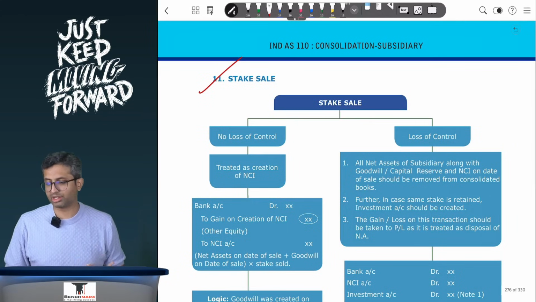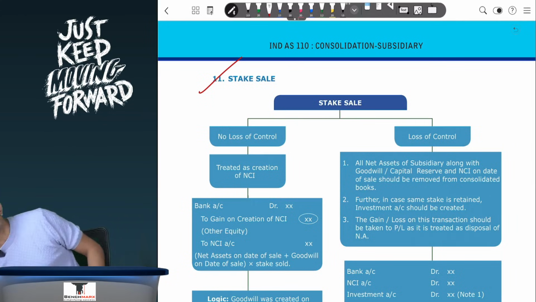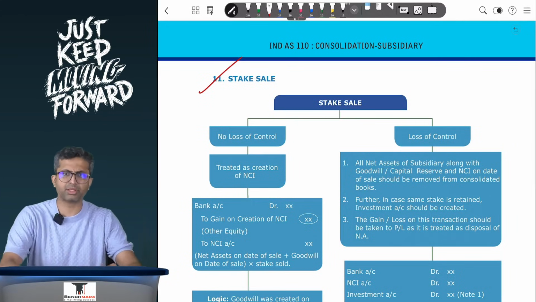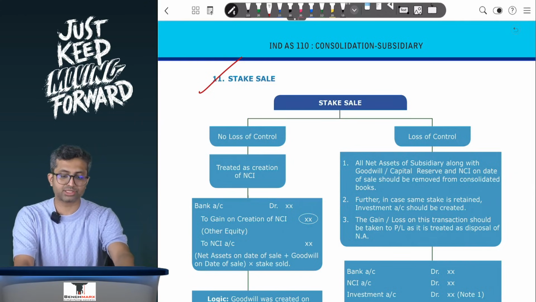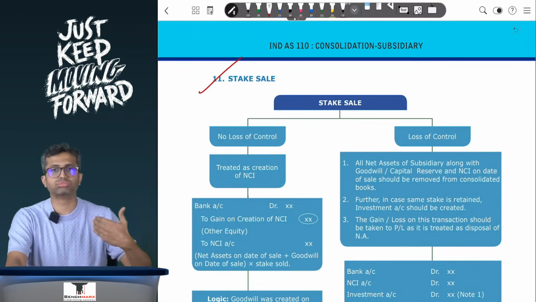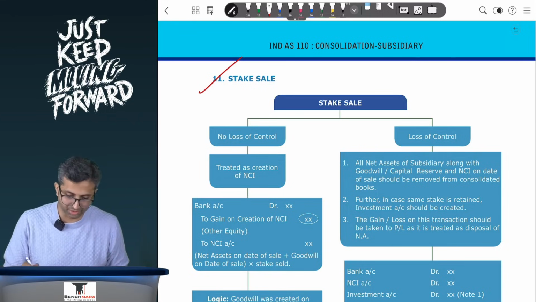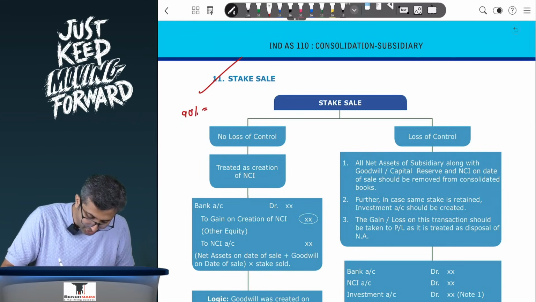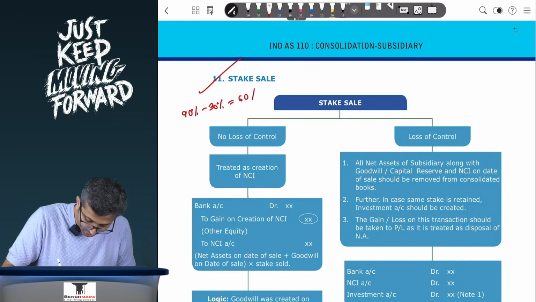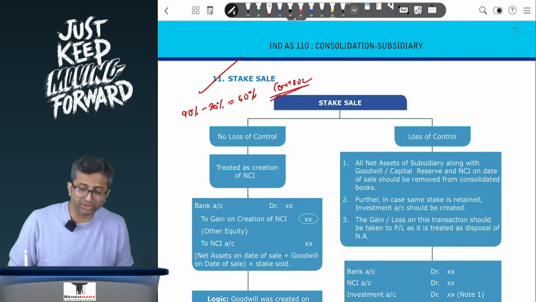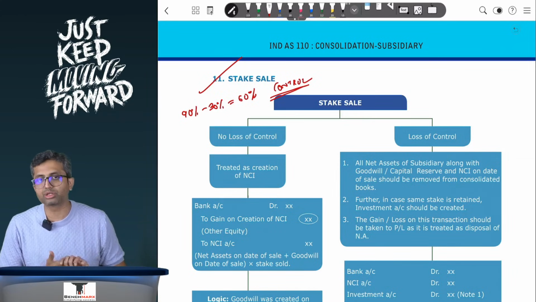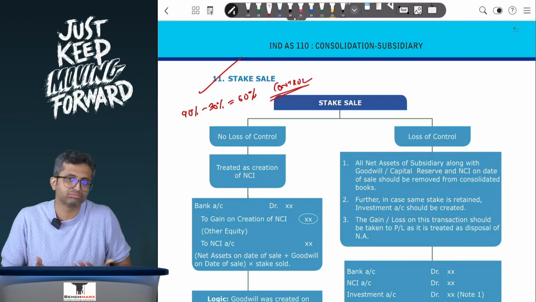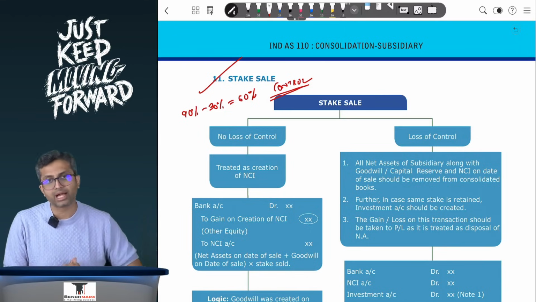After you do the stake purchase, there will be an adjustment pertaining to stake sale. Again, the working remains the same: what happens if there is a stake sale which does not result in a loss of control? For example, earlier you had a 90% stake, and now you are selling a 30% stake, which means you are still left with a 60% stake. That means you still have control, so how will I account for it in my CFS? Well, I can't show it as a sale of investment because I'm not showing investment in my books. I'm showing assets and liabilities.